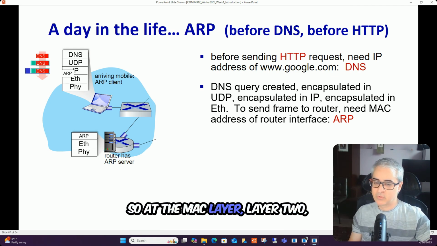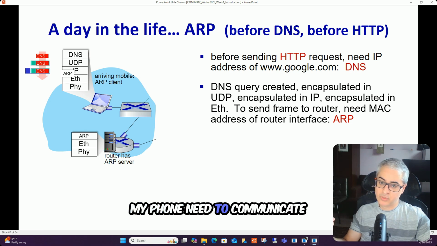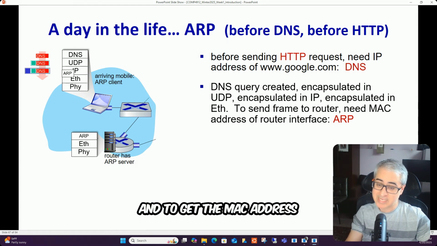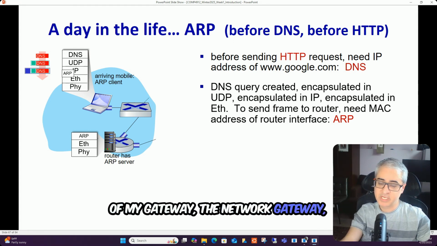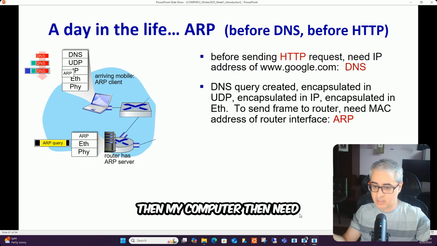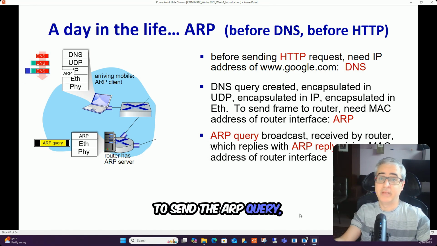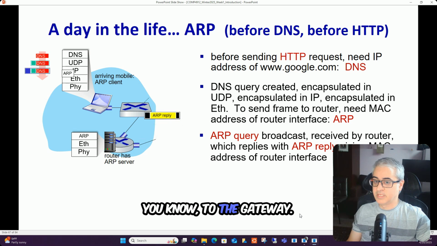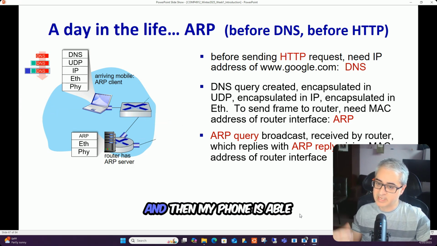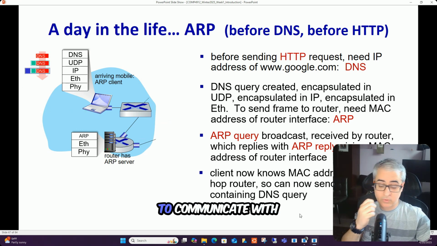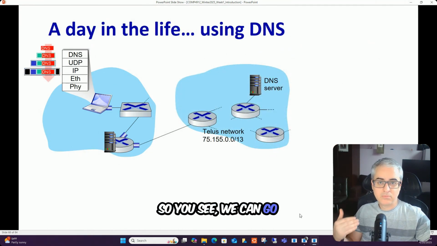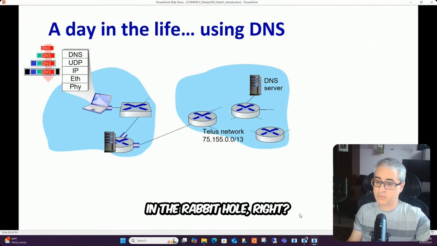So at the MAC layer, layer 2, my phone needs to communicate with the gateway through something we call the MAC address. And to get the MAC address of my network gateway, I need to use the ARP protocol, or Address Resolution Protocol. Then my computer needs to send the ARP query to the gateway, and the gateway sends back the response: okay, this is the MAC address of the gateway. And then my phone is able to communicate with the gateway directly. So you see, we can go deeper and deeper down the rabbit hole, right?